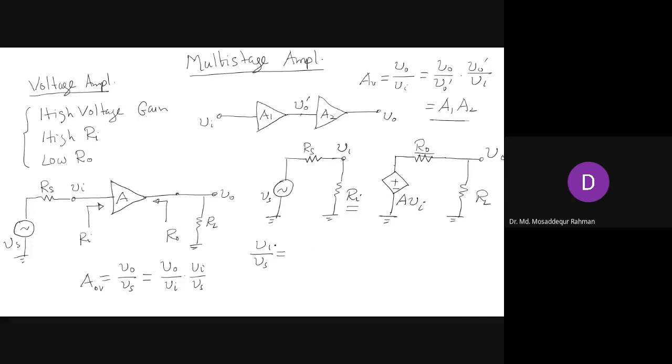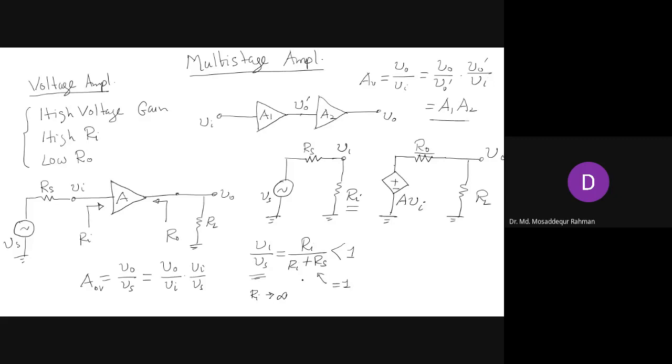We have discussed this before. We apply the voltage division rule, and that is Ri over Ri plus Rs. From this it is obvious this is always less than 1. At the input side there is no amplification, there is attenuation, and the lower Ri is, the lower this part will be. So we want Ri to be as high as possible. The higher Ri is, the closer this will be to 1, and in the ideal case, when Ri is infinity, this part will be 1.